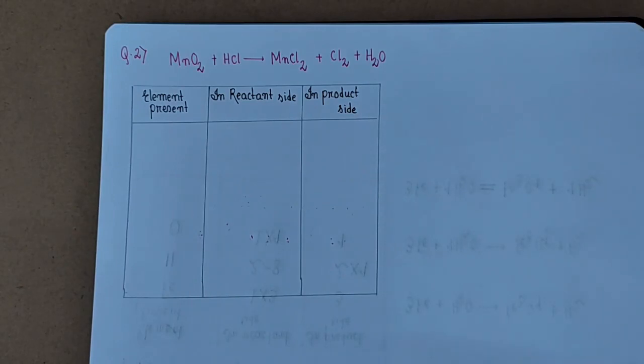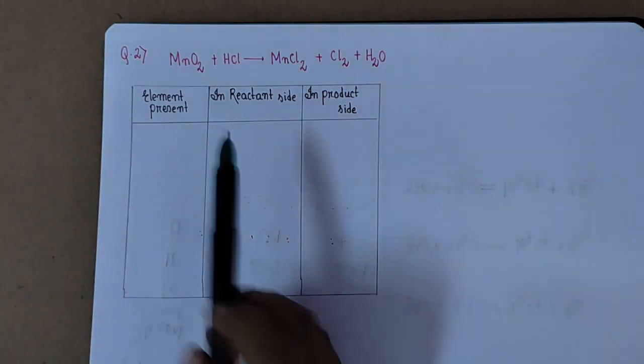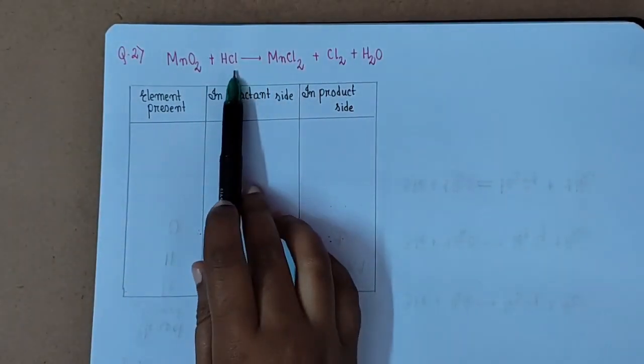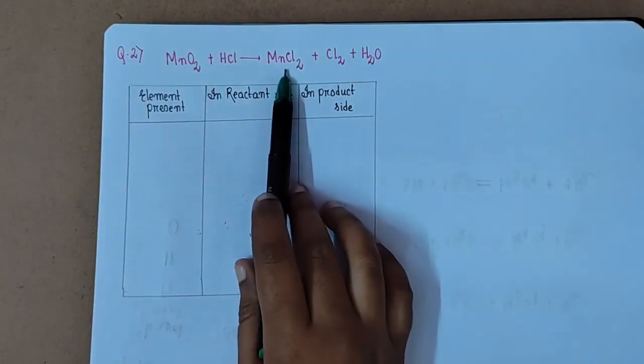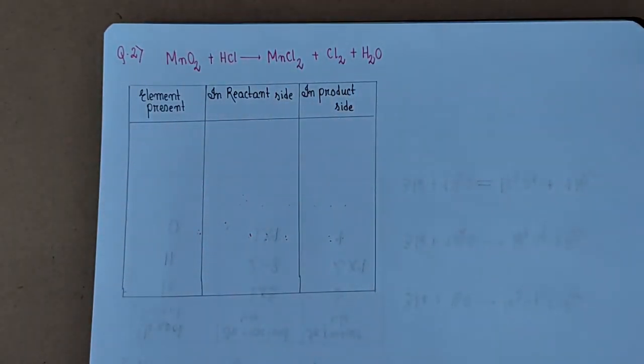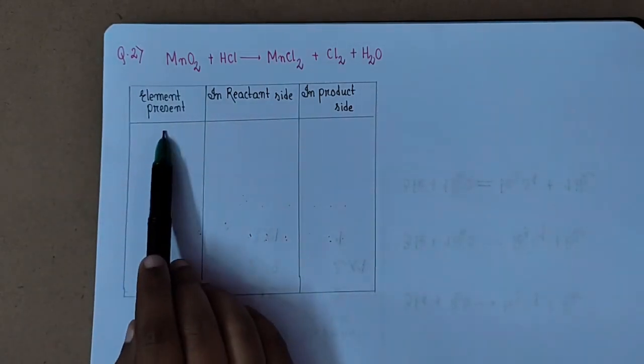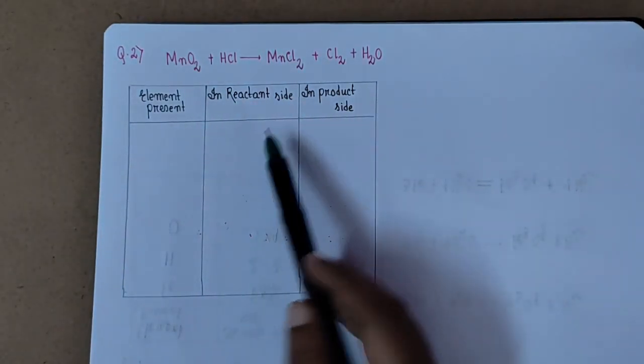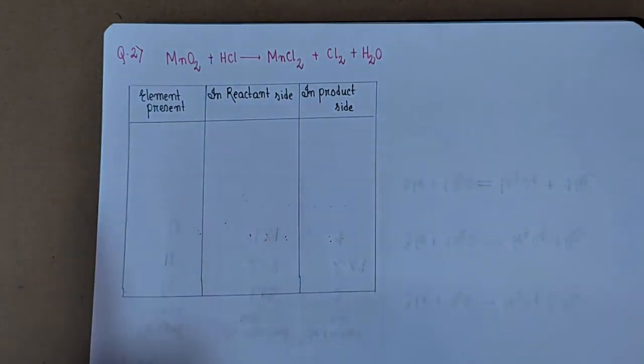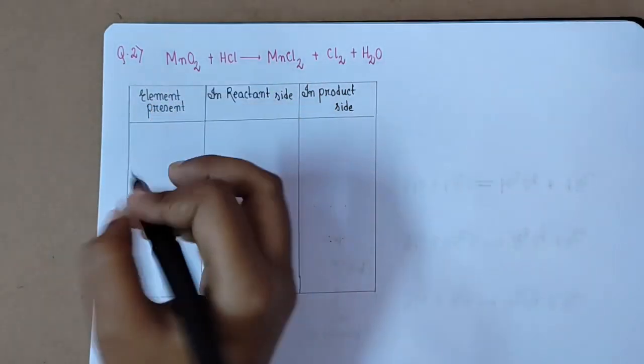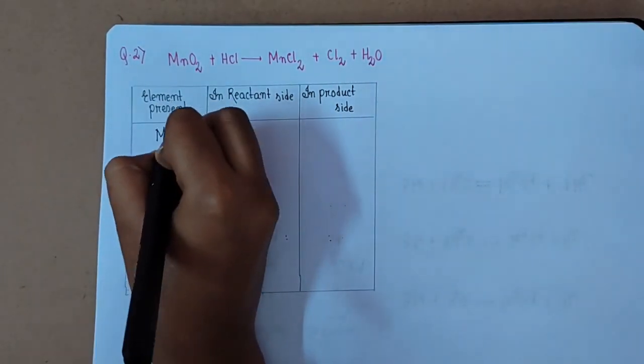This is the next skeletal equation. Manganese dioxide plus hydrochloric acid gives MnCl2, manganese chloride, plus chlorine and hydrogen. So in the same way, we have to make one small table. First one is the element present, next the reactant side, and the last one is the product side. So what are the elements present in this skeletal equation? First one is manganese, Mn.